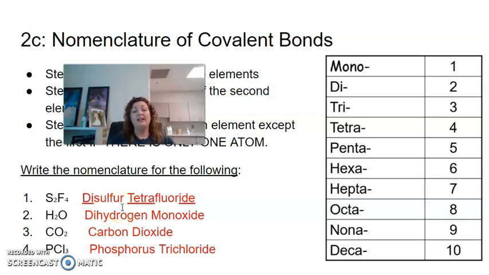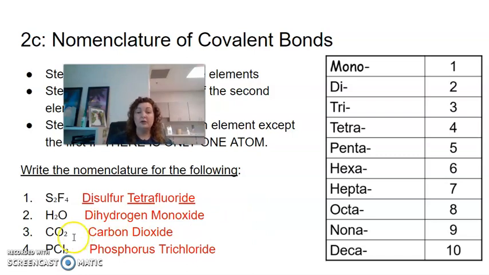But now we have to go back and change our prefixes. So I have 2 hydrogen. So 2 is di. So I need to write dihydrogen. And then I only have 1 oxygen. So I need to go ahead and write mono for one, mono. So we say it, dihydrogen monoxide, okay?